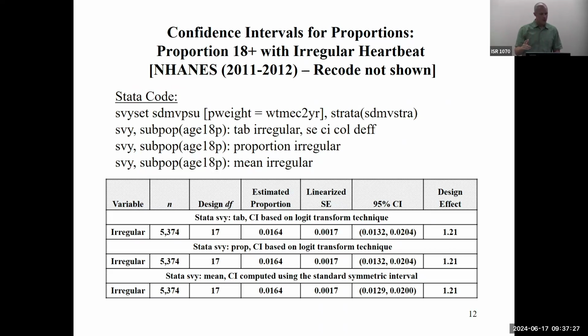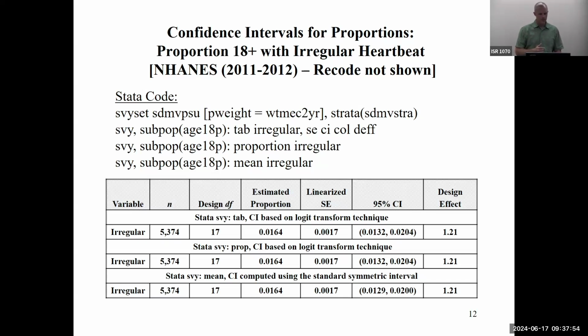Okay. First command, tab, we simply list the variable of interest, irregular, and then after a comma, those are all options that I want to see in the cells of that analysis. So standard error, confidence interval, column proportion, even though we're not looking at 2 variables, this will become relevant when we talk about bivariate analyses, and then deff for design effects.